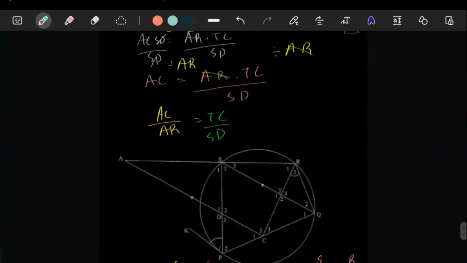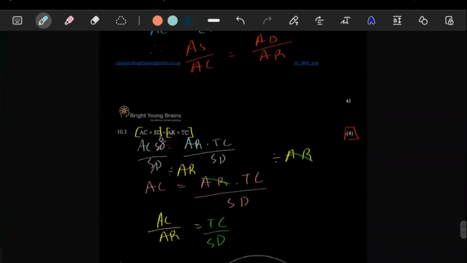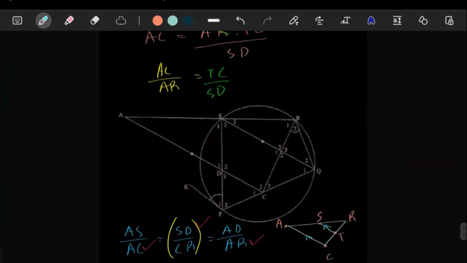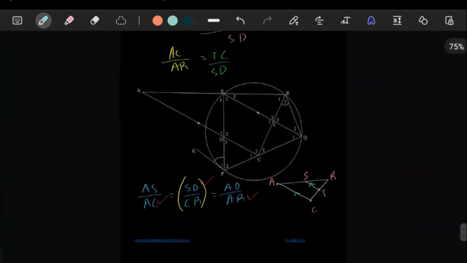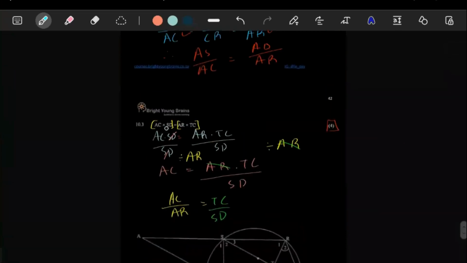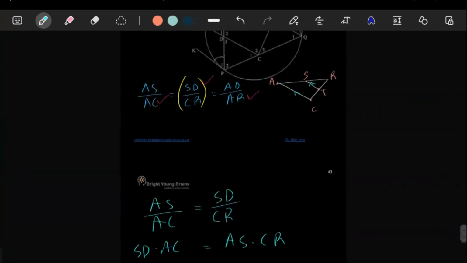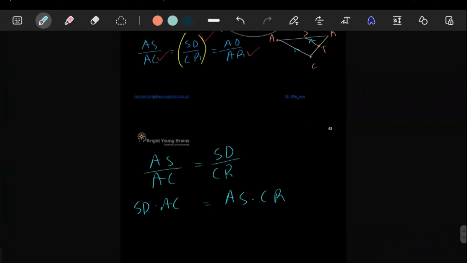So since you want to end up with SD and CR, okay, let's see. From here, you can maybe just cross multiply. We're going to have SD times AC equal to AS times CR. Let's see what we're trying to prove. SD and AS. Okay, so we have SD and AS here equal to this thing here. Perfect. Let's label this equation number 1.